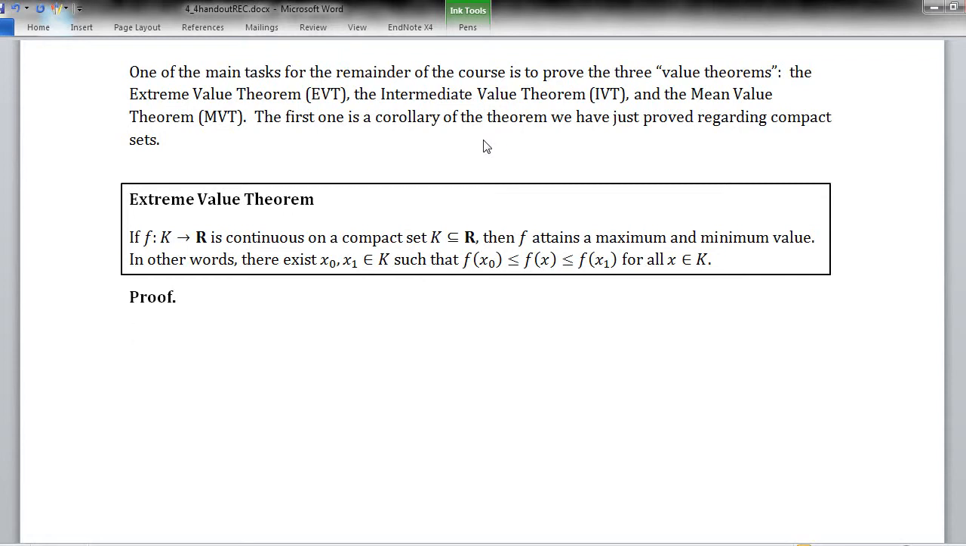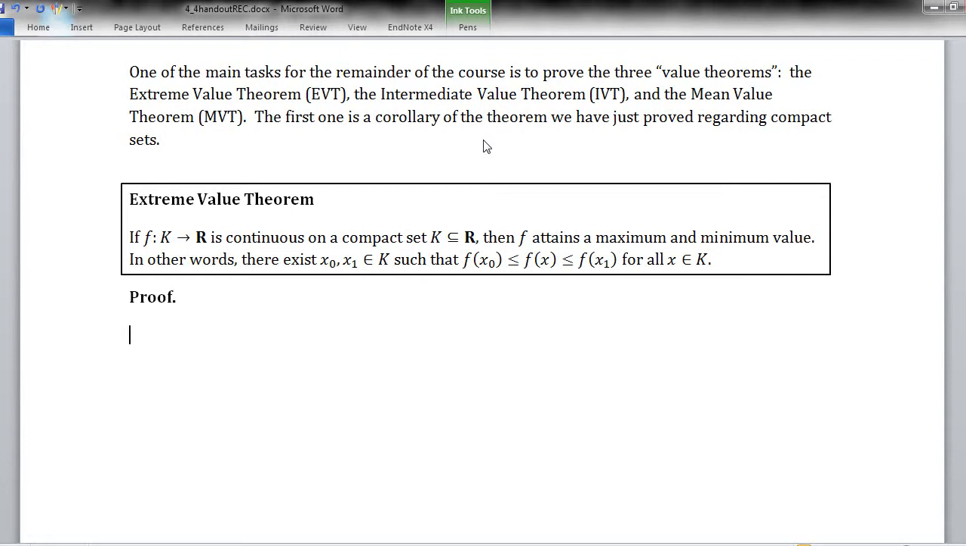So here's what the extreme value theorem says. If f from K to R is a continuous function on a compact set K in the real numbers, then f must attain a maximum and minimum value. In other words, there exist numbers x0 and x1 in the domain K such that f(x0) and f(x1) bound the function: f(x) is always between those two, or possibly equal to them, for all x in the domain K.